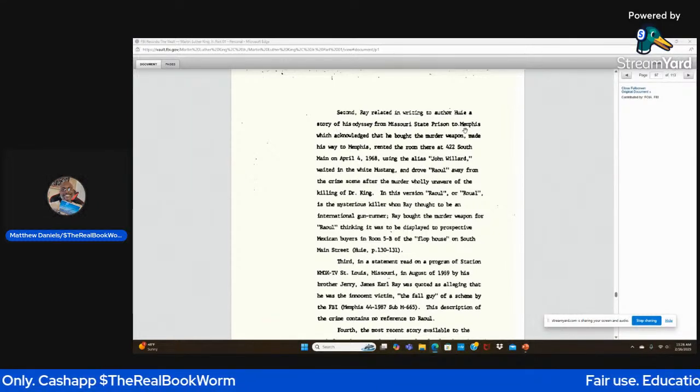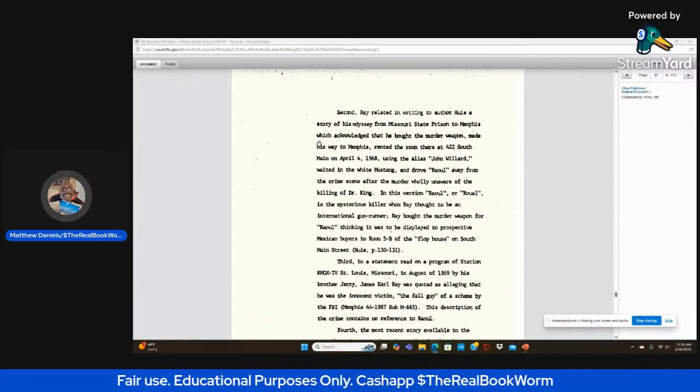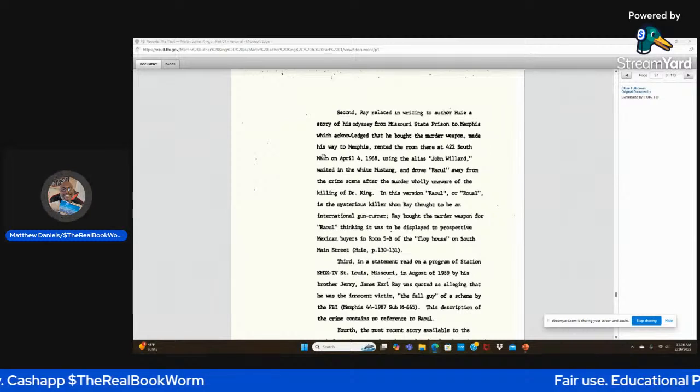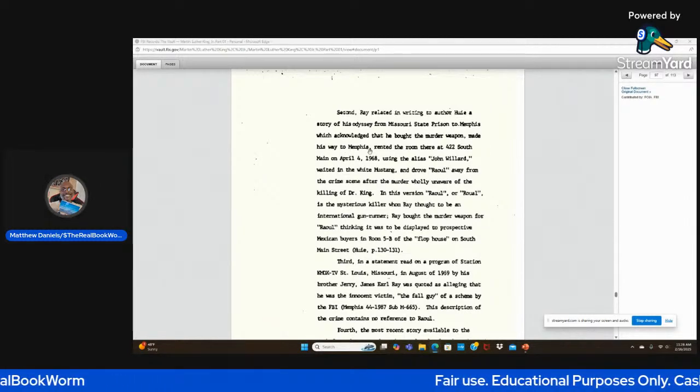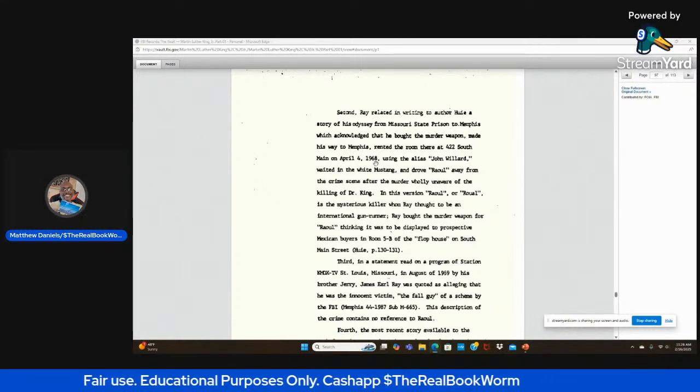to Memphis. He told him everything that he had done from escaping prison to when he showed up in Memphis and Dr. King got killed, which acknowledged that he bought the murder weapon. He admitted he bought the murder weapon. Made his way to Memphis. He bought the murder weapon. He went to Memphis. Rented the room at 422 South Main on April 4th, 1968.